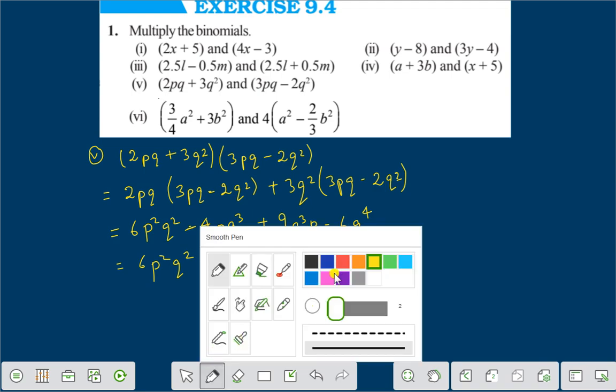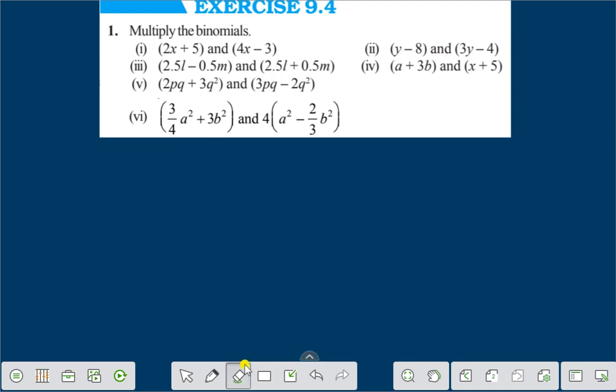Question number 6 here you see is (3/4 a square + 3 b square) multiply (4 a square - 2/3 b square).